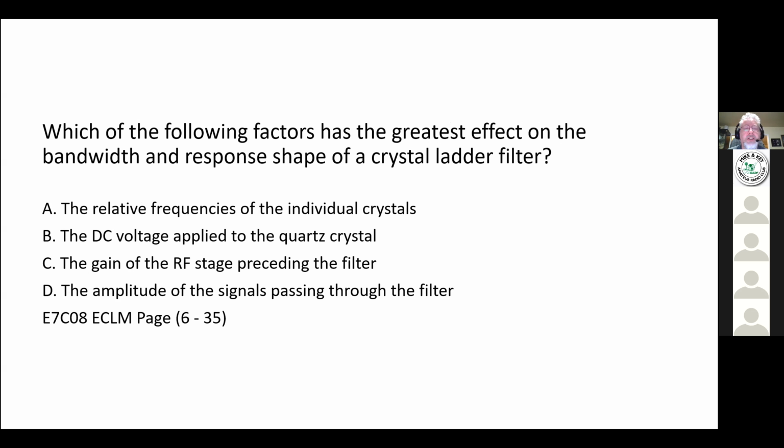Which of the following factors has the greatest effect on the bandwidth and response shape of a crystal ladder filter? A, the relative frequencies of the individual crystals. B, the DC voltage applied to the quartz crystal. C, the gain of the RF stage preceding the filter. Or D, the amplitude of the signals passing through the filter? Correct answer is alpha, the relative frequencies of the individual crystals.